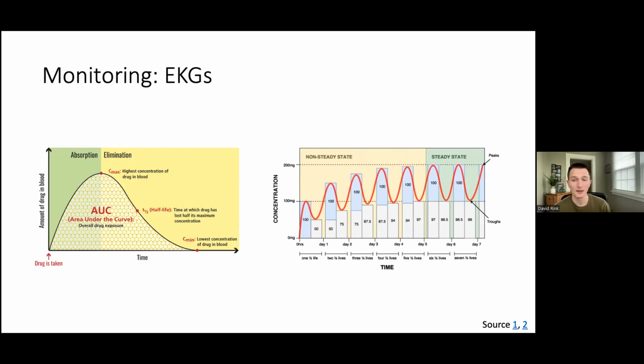And then in the setting of a more chronic medication you're planning to initiate, you want to think about steady state concentrations, which generally happen about 5 half-lives into the dosing schedule. And you could consider checking an EKG at that time to see what the QT interval is settling out to be.